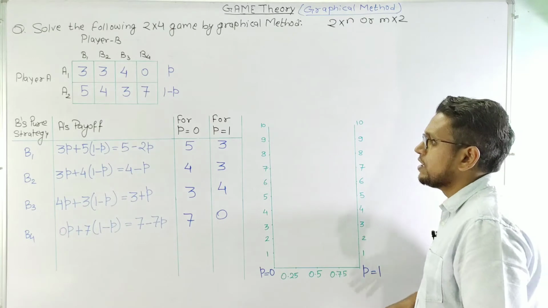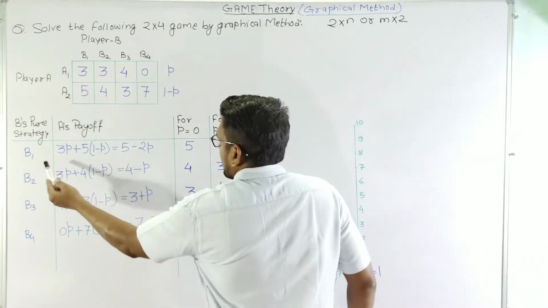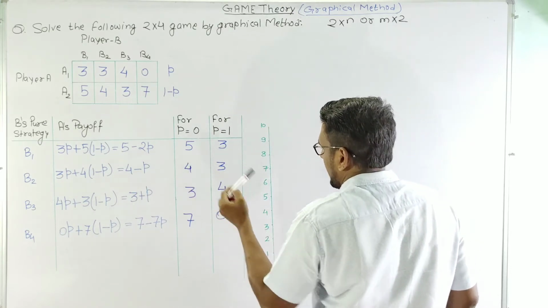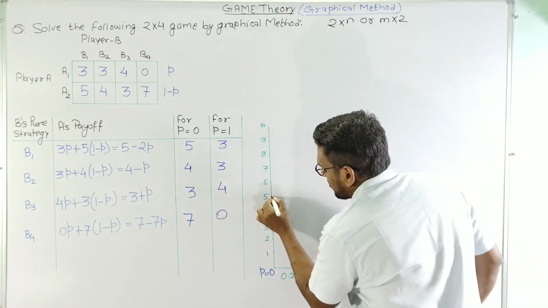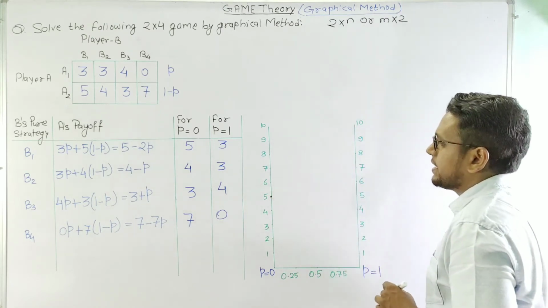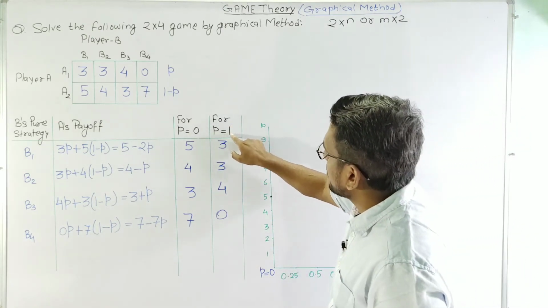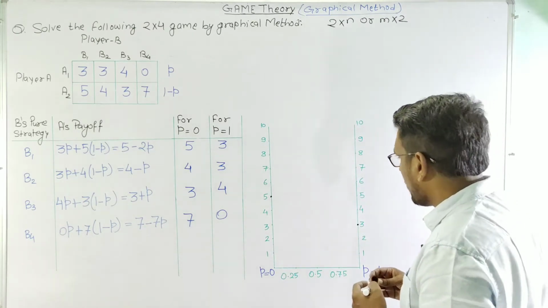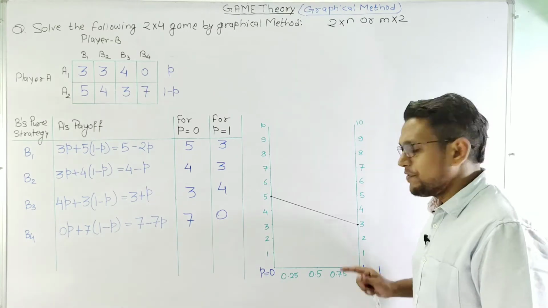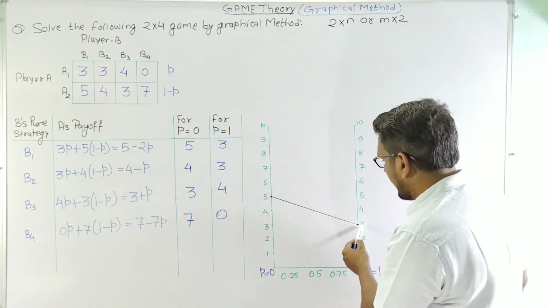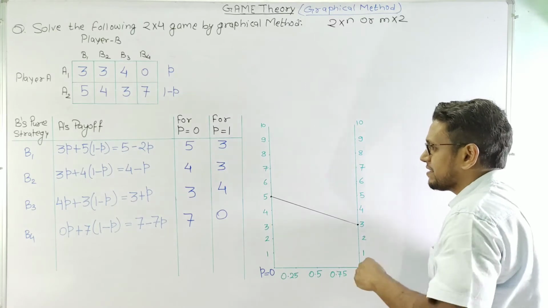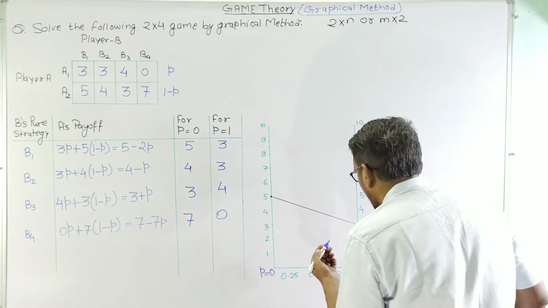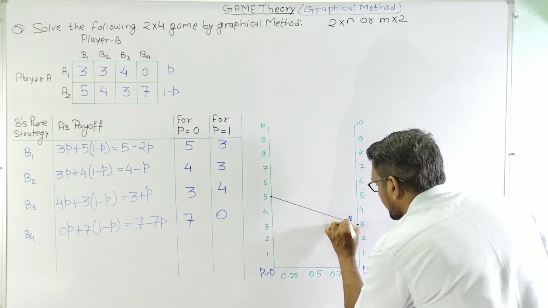Now let us move ahead. For strategy B1, A's payoff for p equal to 0 is 5. So here this point will be 5, and then for p equal to 1 the point is 3. So here the point is 3. Now we need to join these 2 points. So here we have drawn this 5 and 3. Now this represents that this payoff is for pure strategy B1. So we will write B1 somewhere here.